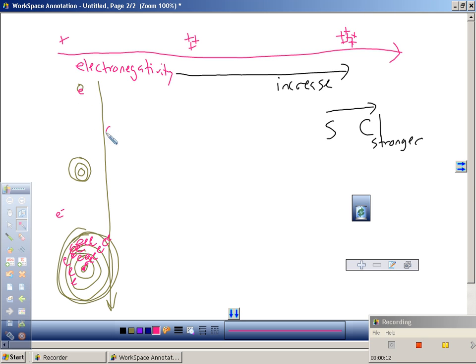So our trend for electronegativity as we go down a group is that electronegativity will decrease. So if I have bromine and iodine, well, electronegativity decreases as I go down a group. That means bromine is stronger, iodine is weaker. So we would say bromine has a higher electronegativity.